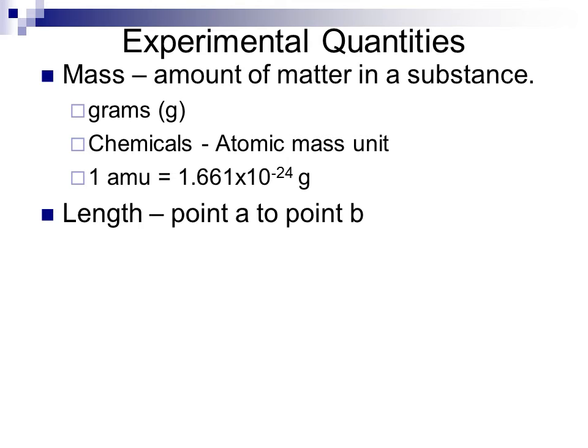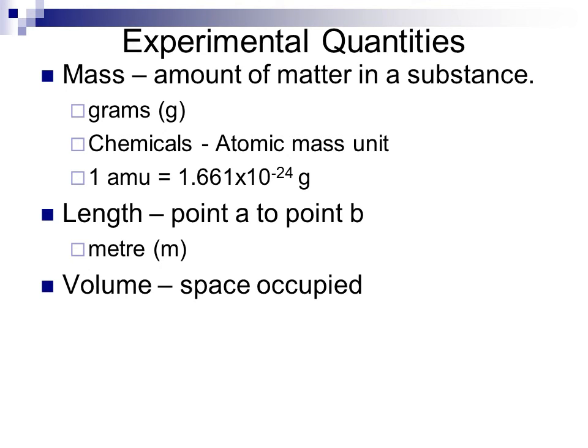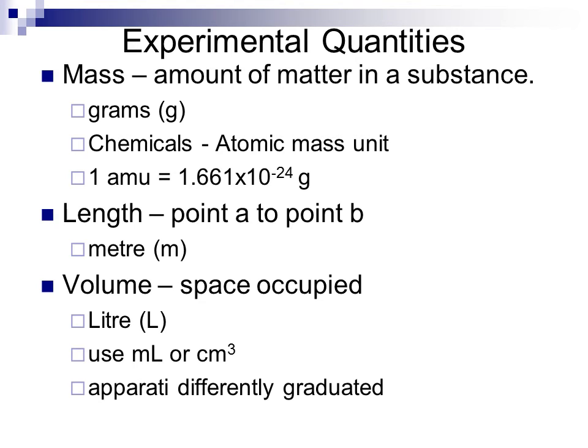Length is literally the distance from point A to point B and is generally measured in meters. Volume is the space that is occupied by a substance, and we measure that in liters. But a liter is almost the size of a quart. It's a big unit. So oftentimes in laboratory settings, we'll use a milliliter or a cubic centimeter instead. A cubic centimeter is equivalent to a milliliter.